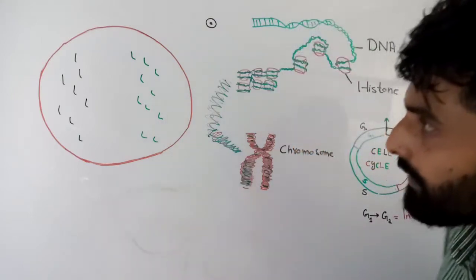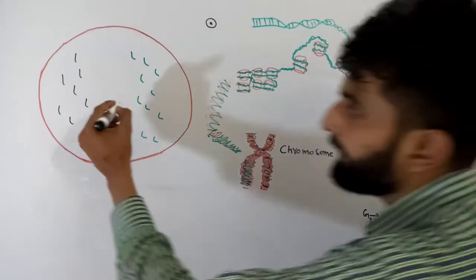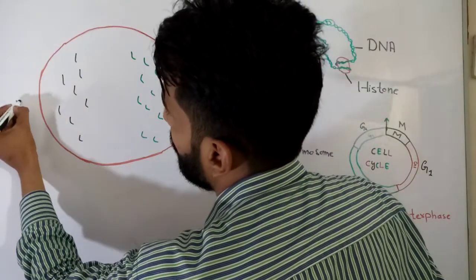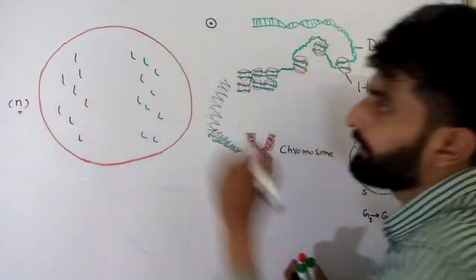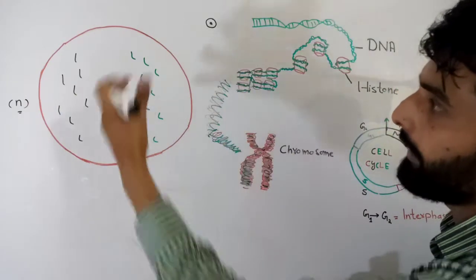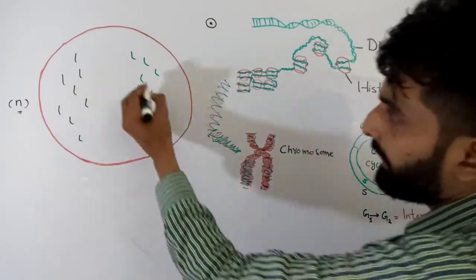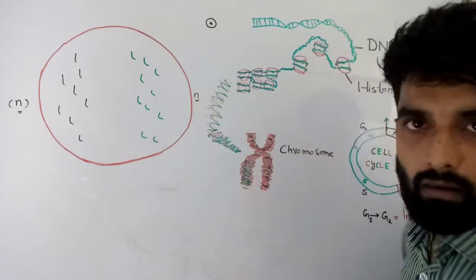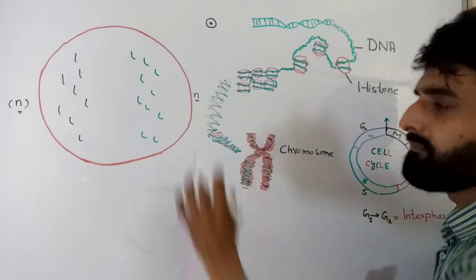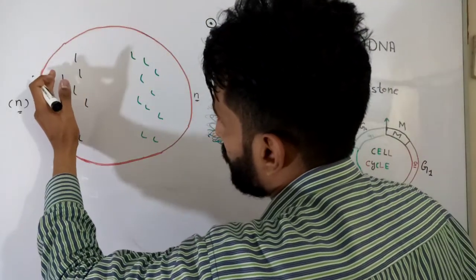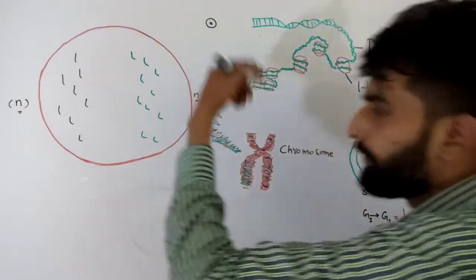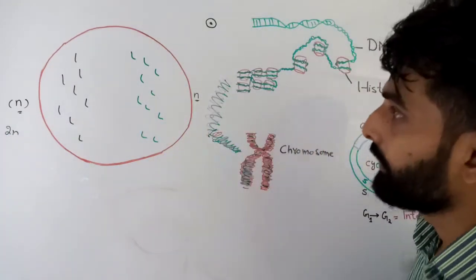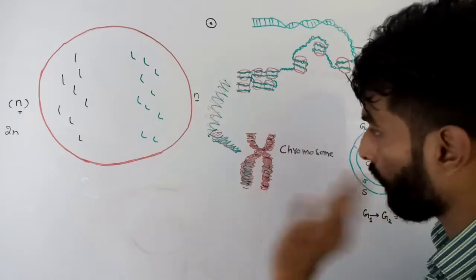Clear? I have also explained that these 23 chromosomes are basically denoted with N. Similarly, these 23 chromosomes will also be written as N. And you know that we have 23 chromosomes from the mother and 23 from the father. So our cell will be 2N. Listen to this point very carefully, if you want to understand the clear concept of chromatid.